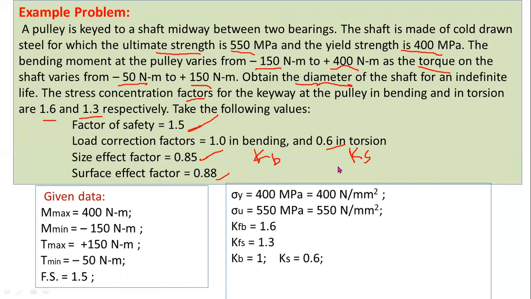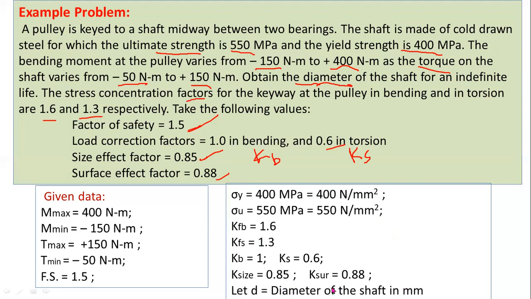Here the load correction factors are given. Bending load factor KB equal to 1, KS equal to 0.6. Size effect factor K size equal to 0.85. K surface finish factor equal to 0.88. Now by using these details, you have to find out the suitable size of the shaft. Here let small d be the required diameter of the shaft in mm. These are the given values.